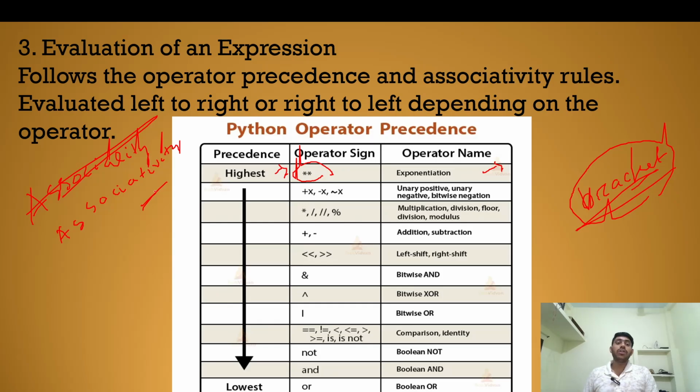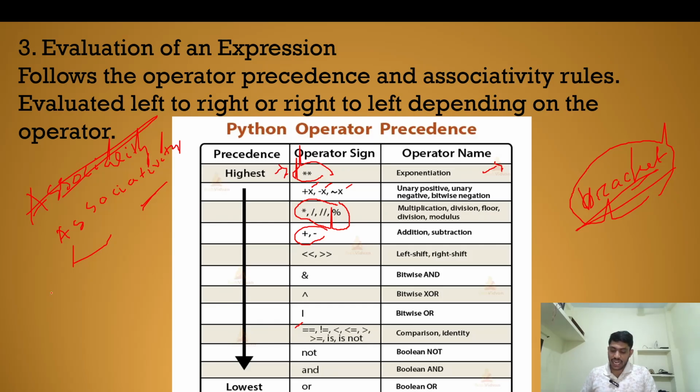Associativity is the order in which an expression having multiple operators of the same precedence is evaluated. You can see there are some operators having the same precedence: multiplication, division, floor division, modulus; plus, minus; then unary positive, unary negative, bitwise negation; and the comparison operators. When multiple operators have the same precedence, we follow the associativity rule to solve that expression.